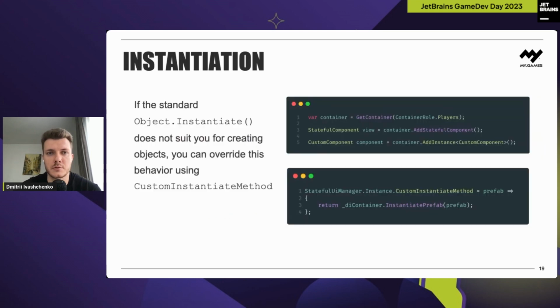So by default, we use simple object.instantiate method to create new instances. But if you're not satisfied with this method, you can override this behavior, for example, to instantiate using your DI container, like Zenject.